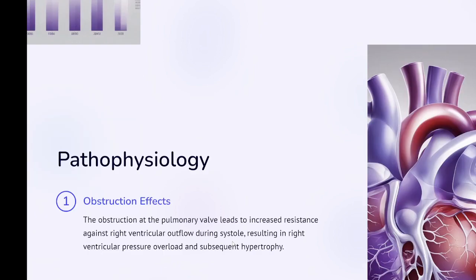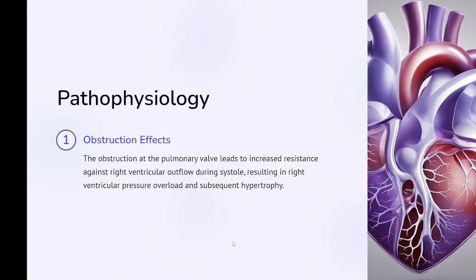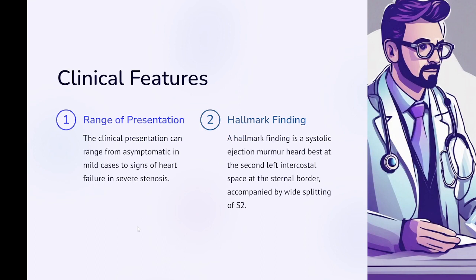Clinical features: the clinical presentation can range from asymptomatic in mild cases to signs of heart failure in severe stenosis. A hallmark finding is a systolic ejection murmur heard best at the second left intercostal space at the sternal border, accompanied by wide splitting of S2.